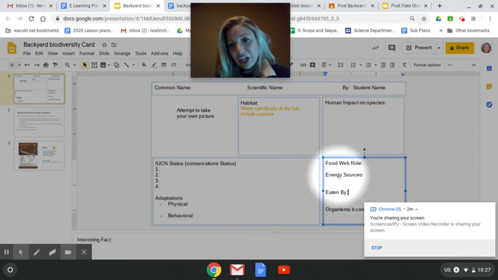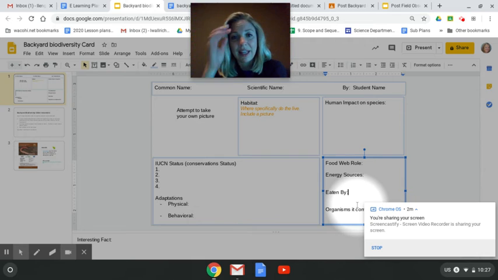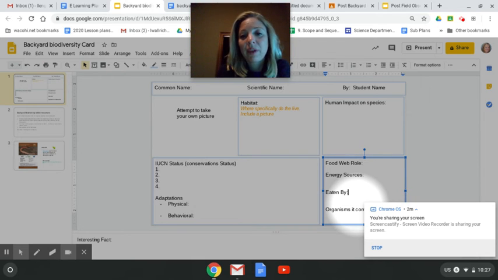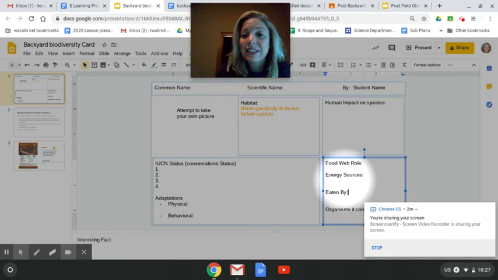And then over here, this is leading into your next assignment, which will be the last for this week. You're going to describe their food web role. So what does it eat? What are its energy sources? What is it eaten by? What are its predators? And what organisms is it in direct competition with?